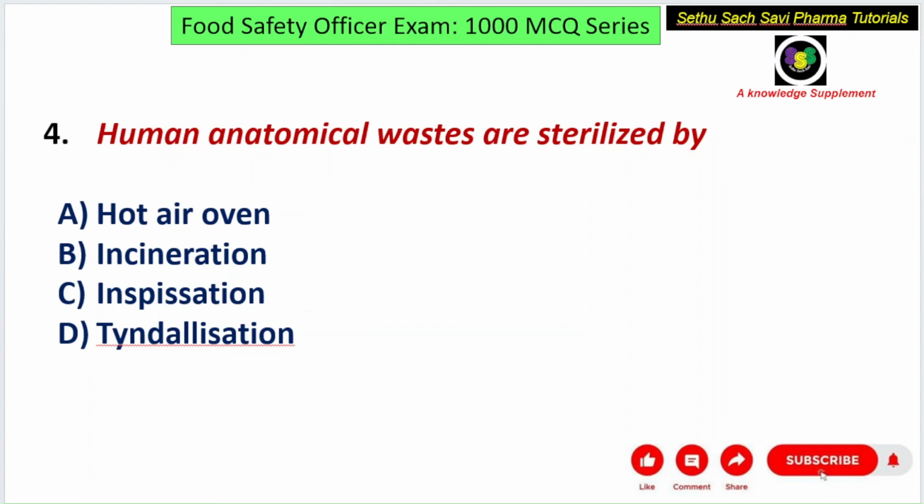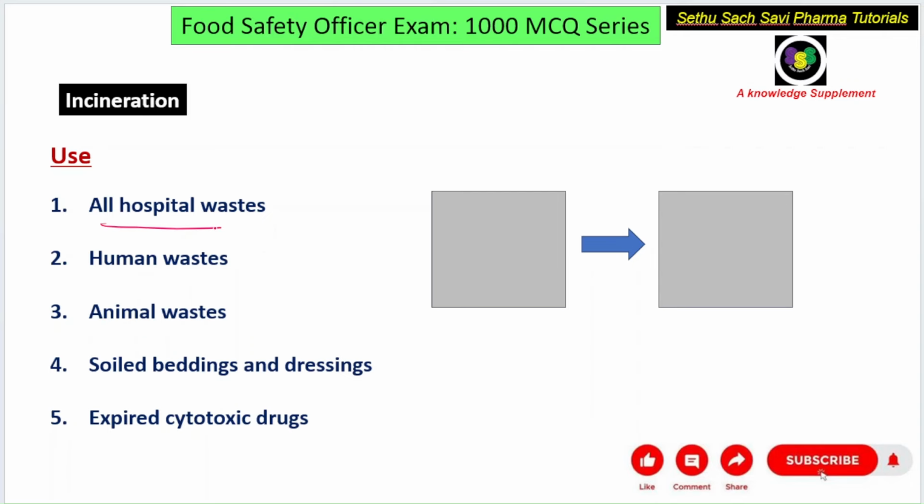Human anatomical waste are sterilized by A, hot air oven, B, incineration, C, inspissation, D, tyndallization. So remember, all the hospital waste are sterilized using a method called incineration, which is a dry heat sterilization method. It is used for the sterilization of all hospital waste, also all human waste, animal waste, soiled beddings and dressings, expired anti-cancer drugs or cytotoxic drugs. All these are sterilized using this incineration method.